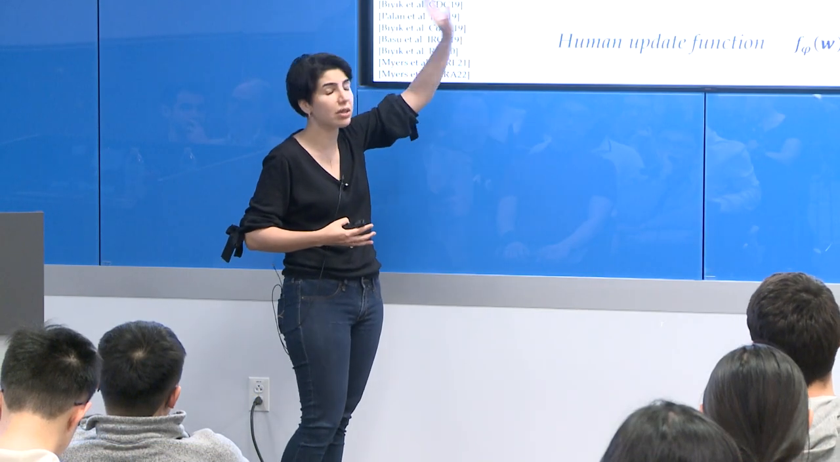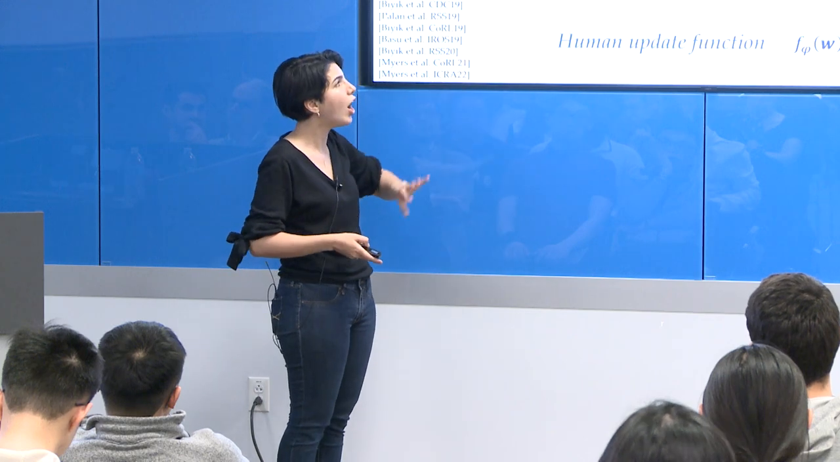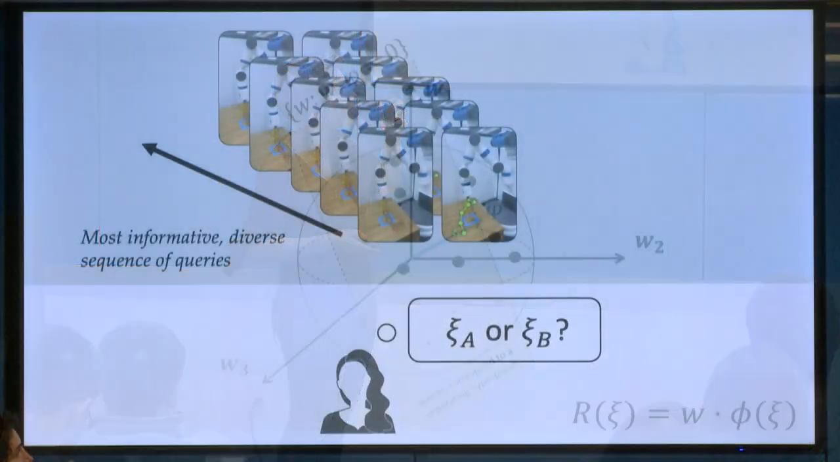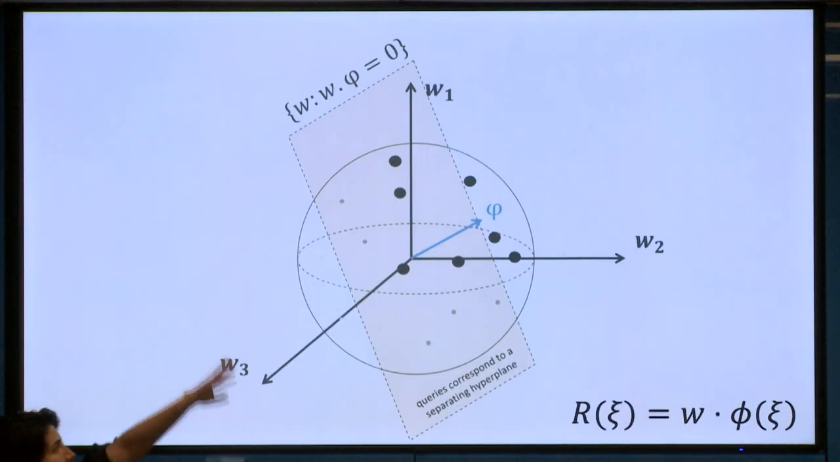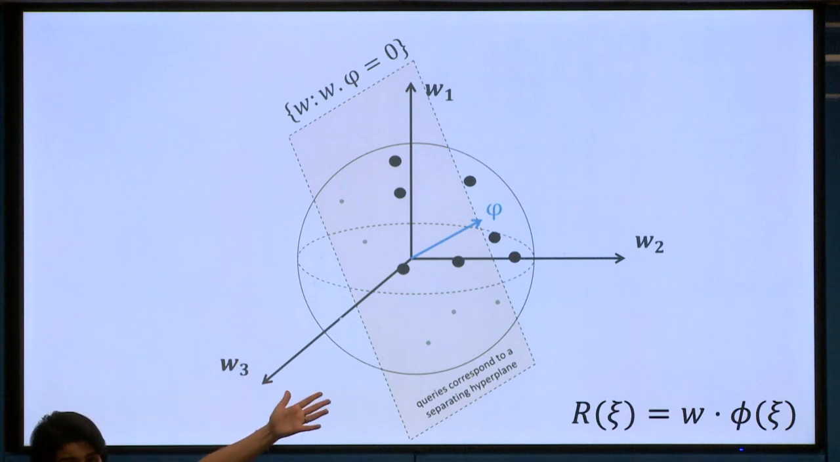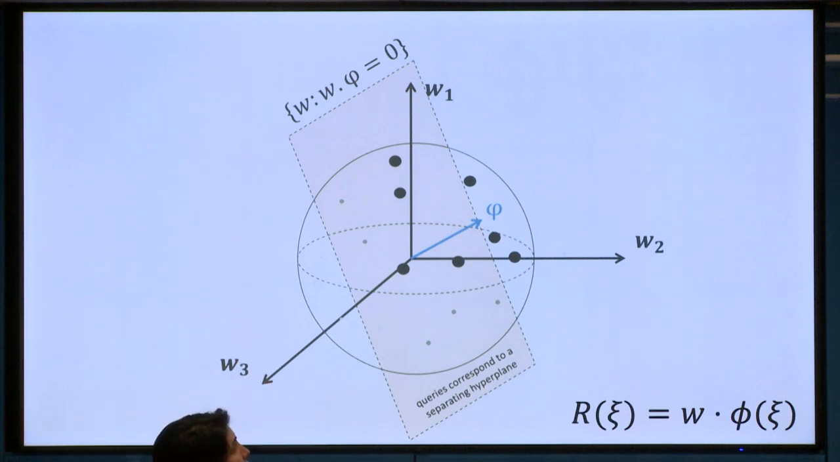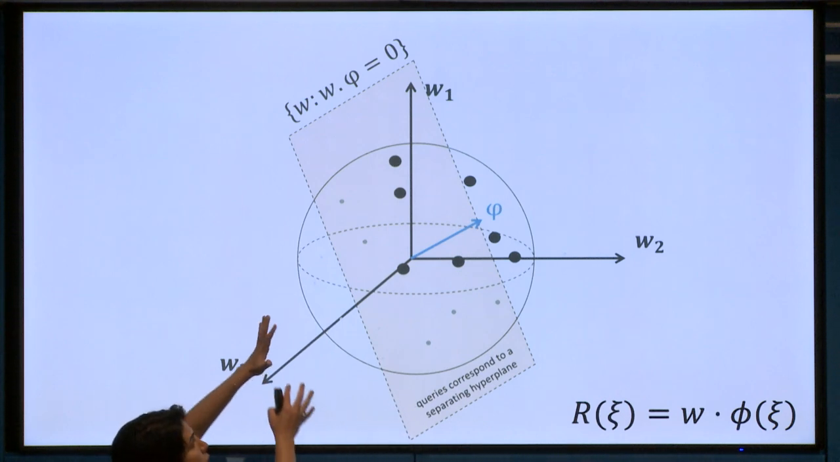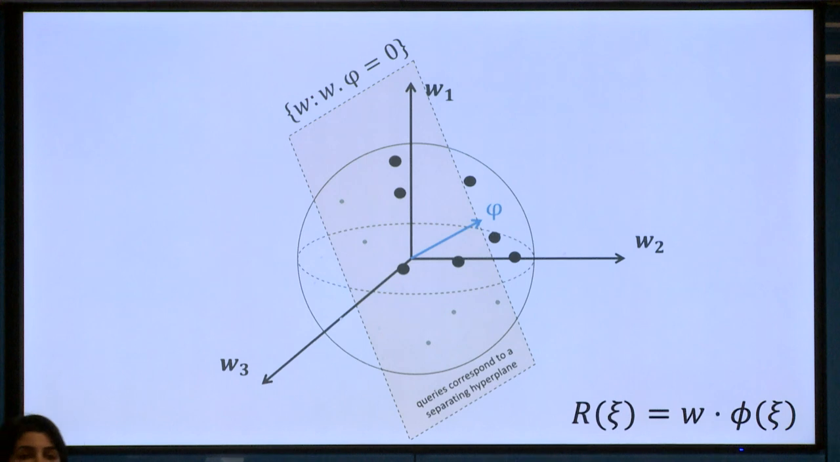Here, what I'm writing is a measure of volume. If you remember, I had that unit ball a few slides ago. What is the volume of the unit ball? It's one. Basically, what I'm asking is, if I ask these types of questions and the person tells me this side of the hyperplane, how much volume will be removed from the unit ball? That is the question that I'm asking.